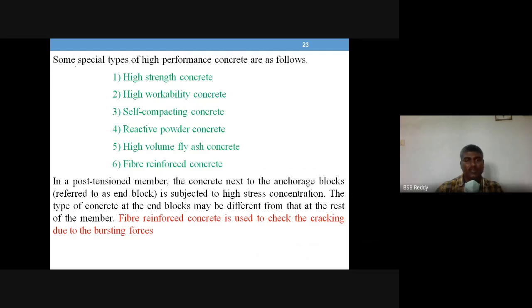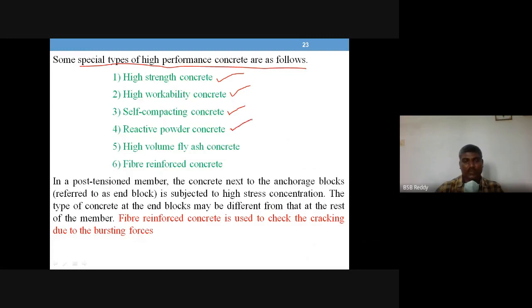There are even some special types of high performance concretes available, depending on the need of the project which you are handling. If you want purely high strength, it is high strength concrete. And if you want high workability, you can make self compacting concrete.